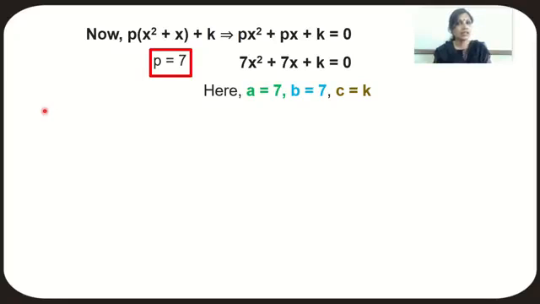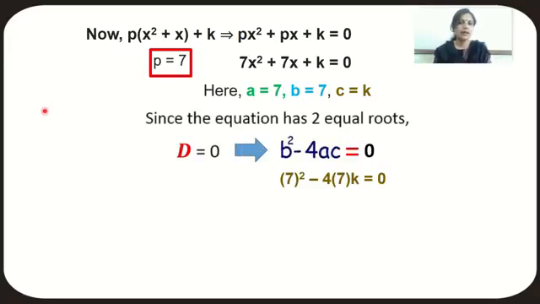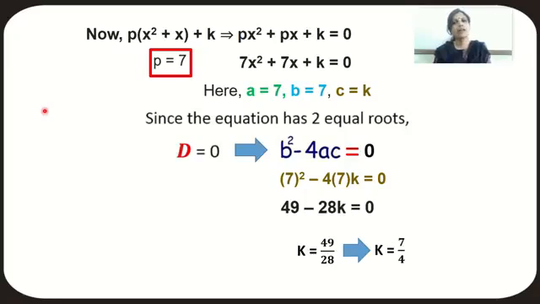Alright, since the equation has two equal roots, d is equal to 0. That means b square minus 4ac is equal to 0. Substitute the values. So 7 square minus 4 into 7 into k is equal to 0. We get 49 minus 28k is equal to 0. So k is equal to 49 upon 28. You can reduce it to lower terms and you get the value of k as 7 upon 4. Clear, children? Such types of sums they may ask for 3 marks.